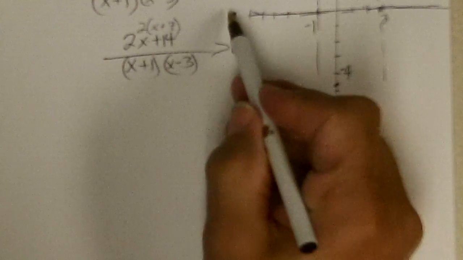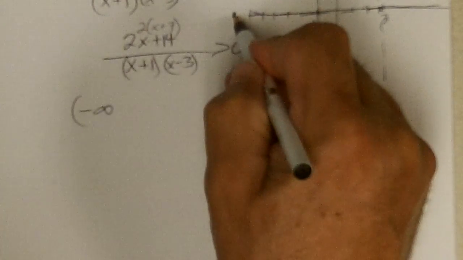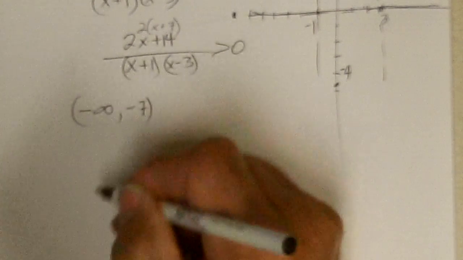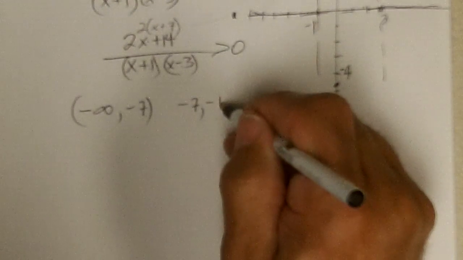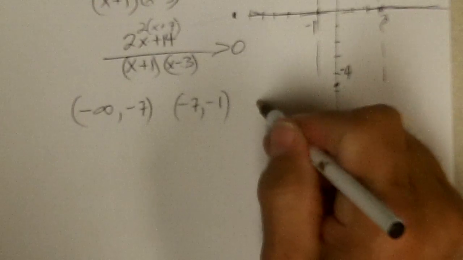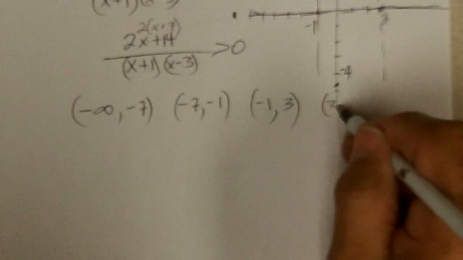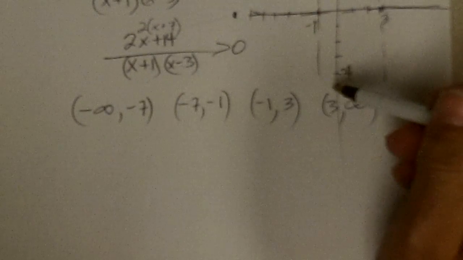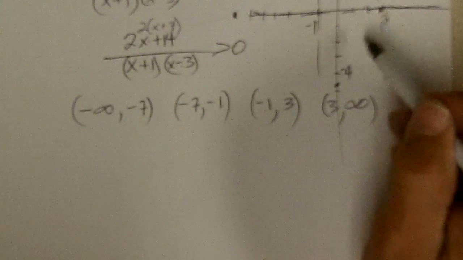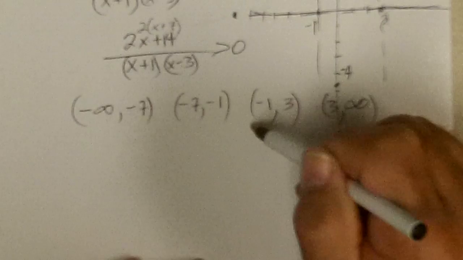So we want to check between negative infinity and negative 7, from negative 7 to negative 1, from negative 1 to 3, and from 3 to infinity. Some of these will be greater than 0 and some will not. In fact, we've already checked between negative 1 and 3. We found out the y-intercept was negative, and that's not greater than 0, so we don't want that section.